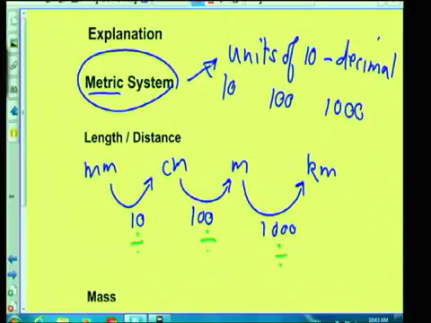But if I'm going in the opposite direction, from kilometers to meters, I multiply. From meters to centimeters, I multiply. From centimeters to millimeters, I multiply.